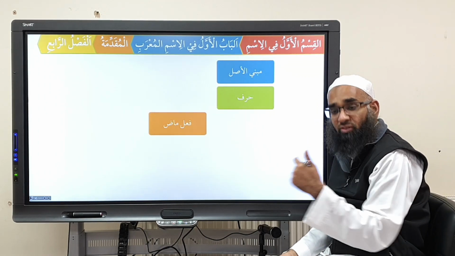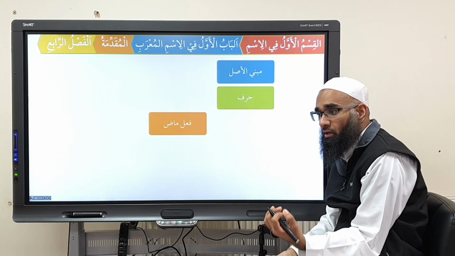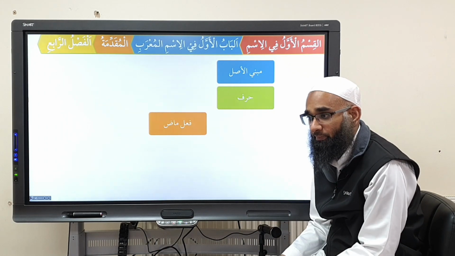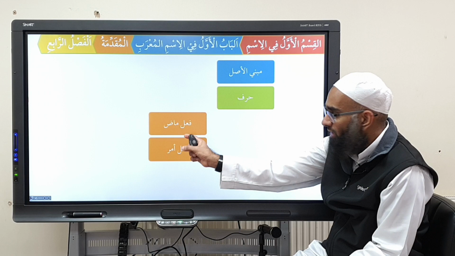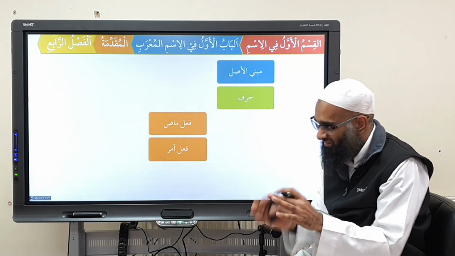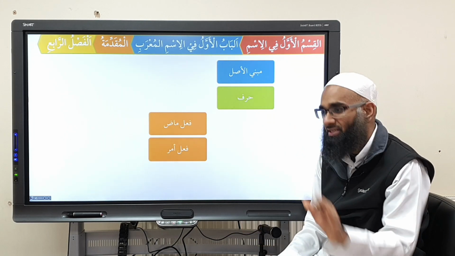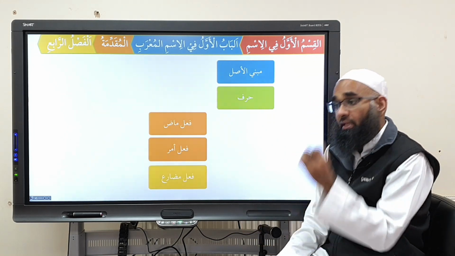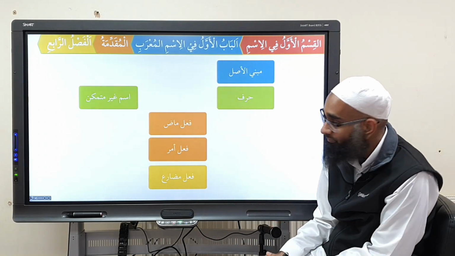Now, along with this is fa'al madhi. Verbs are usually mabni, correct? But they're not mabniul asal. So you have fa'al madhi and fa'al amr. The nuhat differ, some say it's mabni, some say not. But according to what we study now, according to what the Basriyin say, we say fa'al amr is mabni as well. The fa'al mudari is mu'rab.